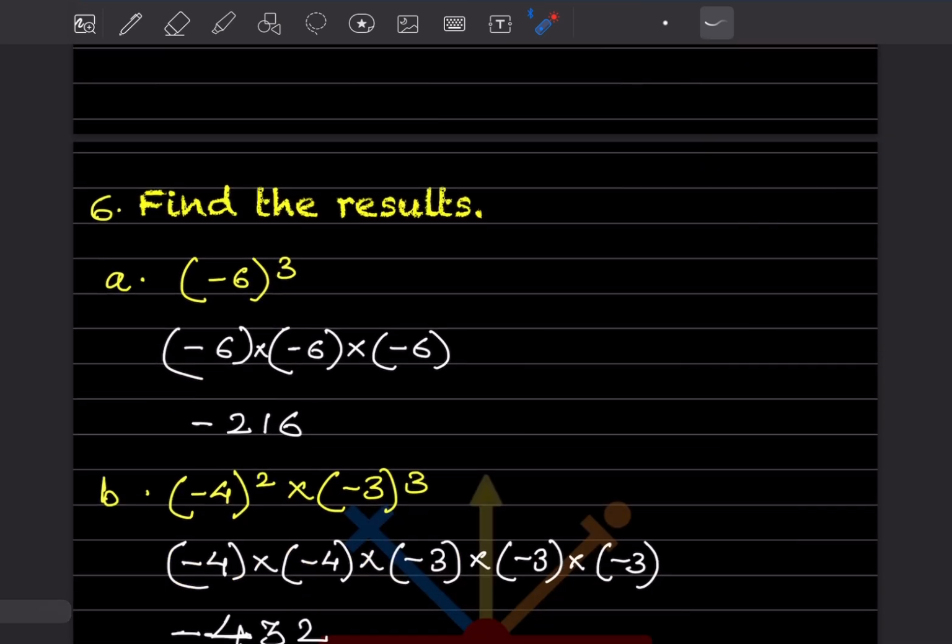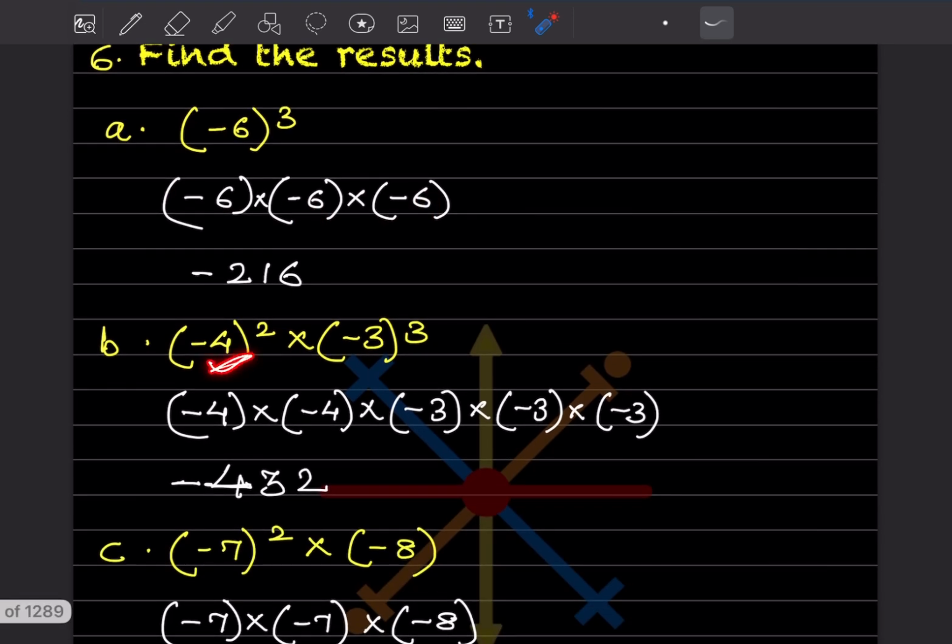Here find the results. Now here minus 6 raised to 3 means you are going to multiply minus 6 into minus 6 into minus 6, 3 times. Now you can see there are 3 minus signs over here. 3 is an odd number. So whenever you have an odd number, that is always going to be negative. So now you just multiply the numbers. 6 6s are 36, 36 6s are 216.